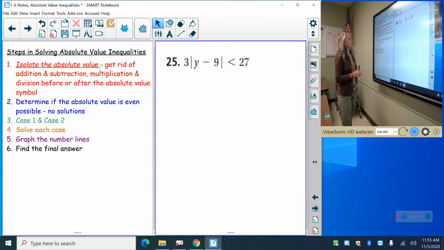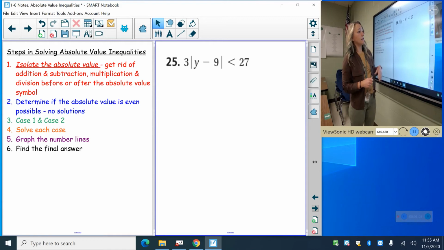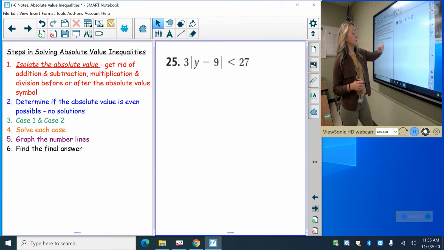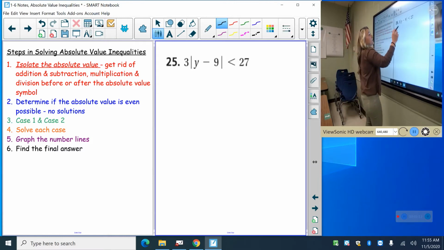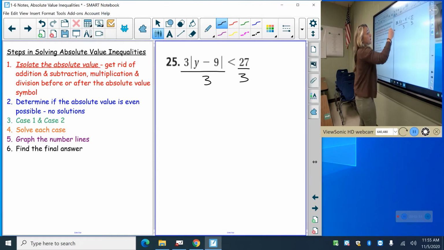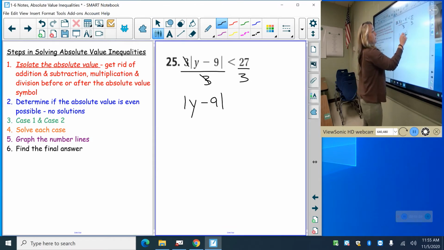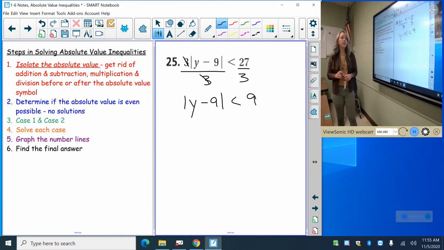Step 1, isolate the absolute value. What does that mean? Get the absolute value by itself. Pretend it's a variable and get rid of everything else. So I have a times 3 here, so I'm going to go ahead and divide everything by 3 so that the absolute value is by itself. 3 divided by 3 cancels, so I have the absolute value of y minus 9 is less than 9. Now I still have to do my case 1, case 2 with what I have left.